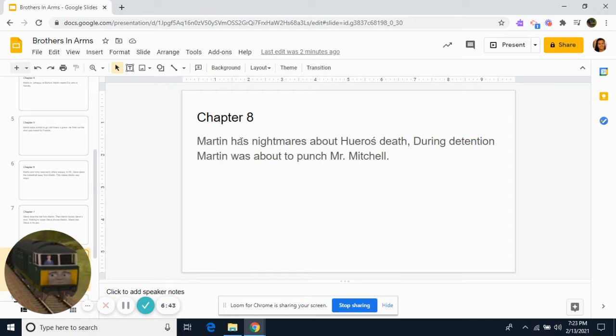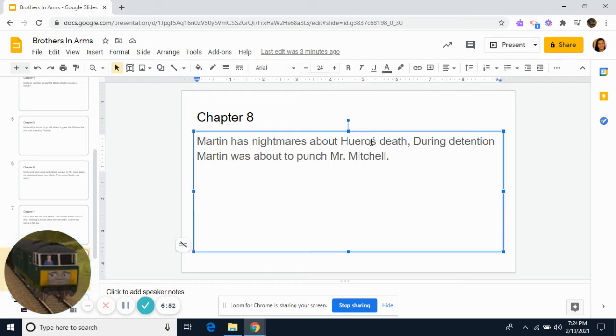Chapter 8. Martin has nightmares about Huero's death. Again, this is the Spanish related part. I was supposed to put this thing right here.